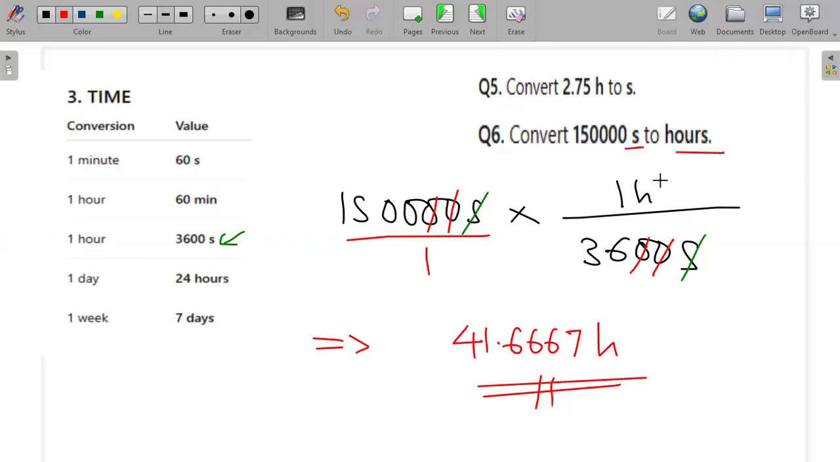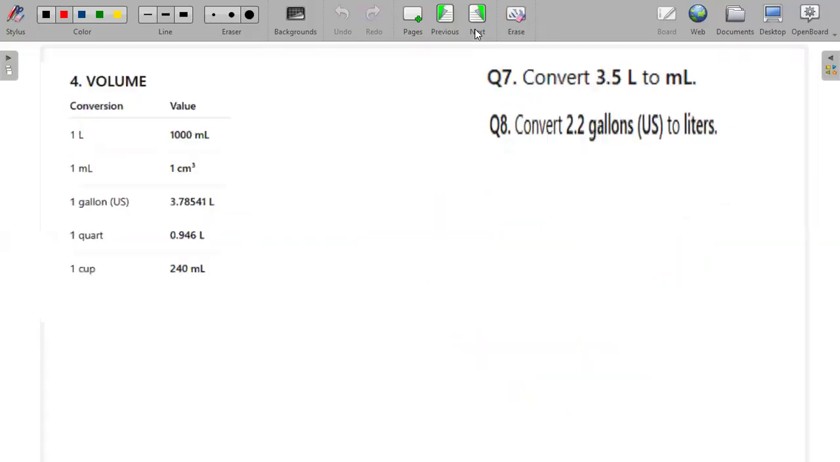And then let's do some examples concerning volume and area. So concerning volume, the most important or common conversion factors are these ones that I've put here. So you have to at least know these. So 1 liter is equivalent to 1,000 milliliters. 1 milliliter is the same as 1 cubic centimeter. 1 gallon is the same as 3.78541 liters. 1 quart. They like asking a question about the quart. So 1 quart is the same as 0.946 what? Liters.